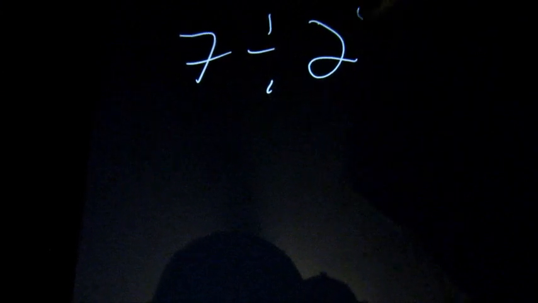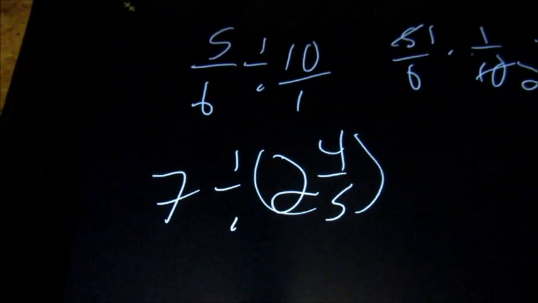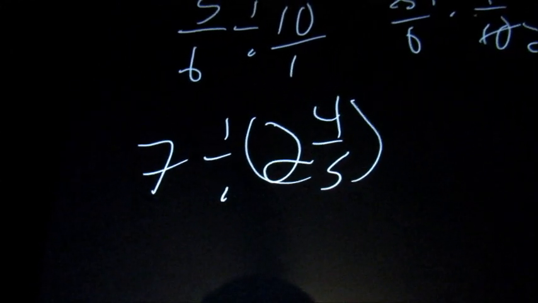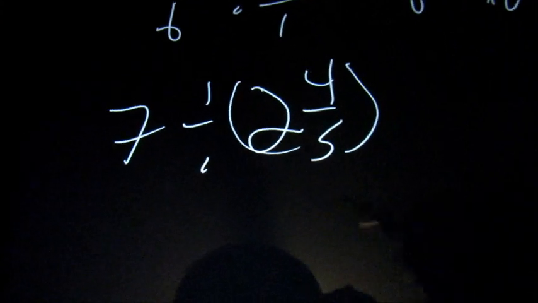Then let's say that we have a whole number divided by 2 4/5. Okay, so the best way to do this is to first change the 2 4/5 into an improper fraction.